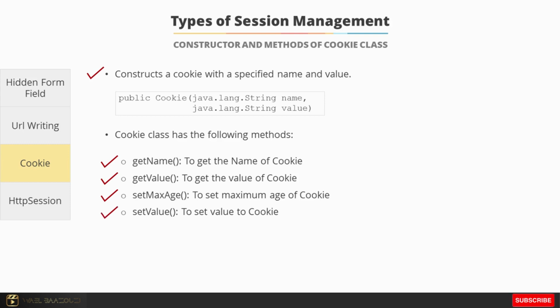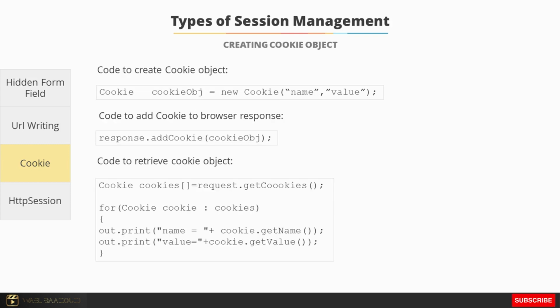Here we create an object of cookie with the name and the value. We add the cookie to the browser response by saying response.addCookie, so that the cookie information is stored on the client machine. To retrieve the cookie, we create an array of type Cookie and we call the getCookies method. We iterate over the array and we print the name and the value that is stored on the client system.